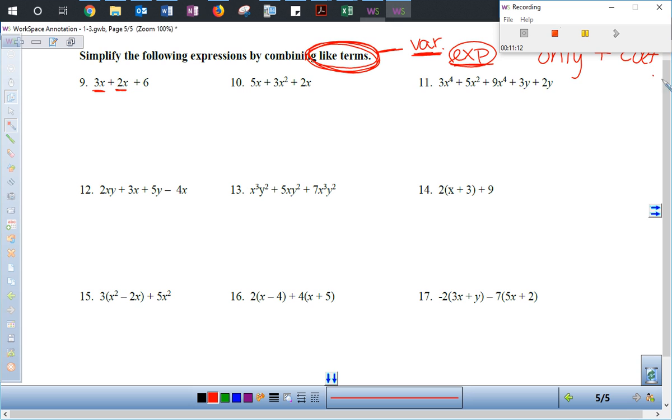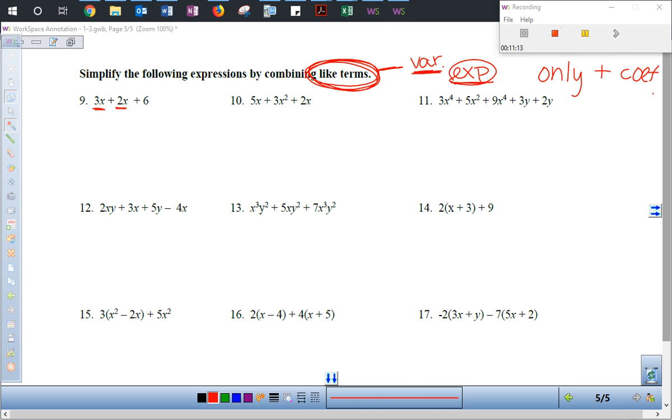And if you'll remember, the coefficients are the numbers in front of the variable. So if I have 3 apples and 2 apples and add them together, now I have 5 apples. So if I have 3x plus 2x, now I have 5x. Now that I've added those together, I'm going to cross them off. And now I want to move on to what's left.